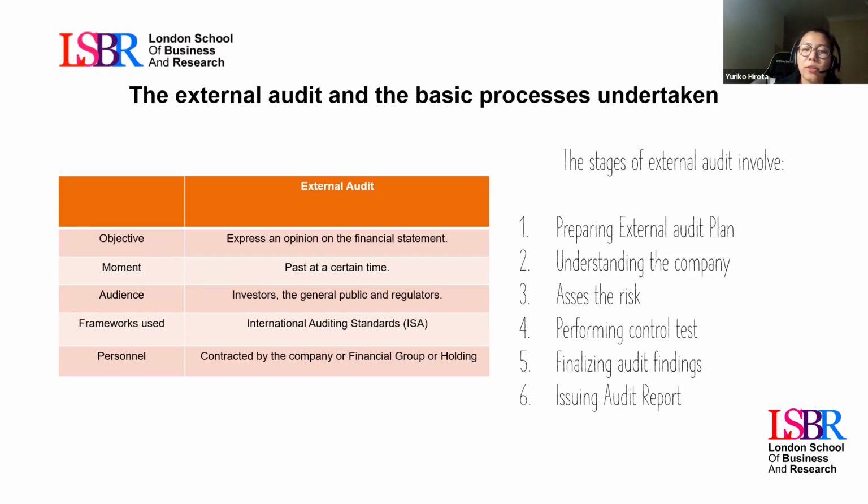And number six is issuing the audit report, in which we can find the opinion of the external auditor: if the company reflects the financial reality, or if the company has any issue, or if the company gave all the information in order to guarantee an opinion from the external audit, or if the external auditor had any issues in order to get access to the information. And for that, the external auditor cannot give an opinion.